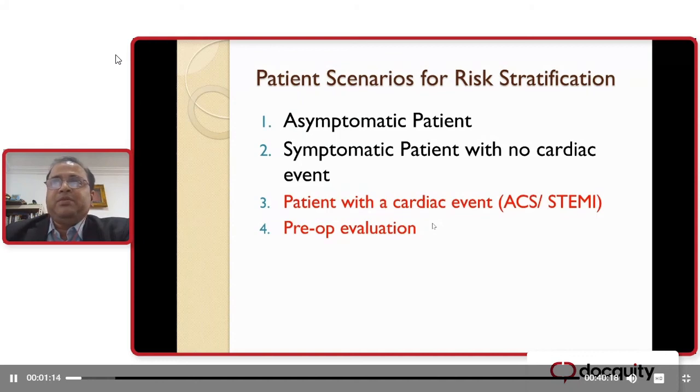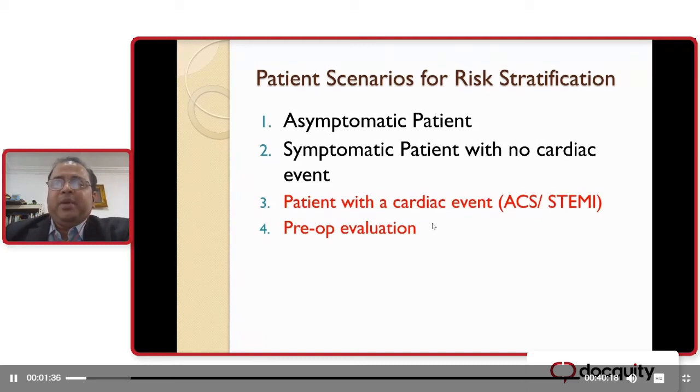Patient scenarios for risk stratification. All cardiac patients present to you basically as the asymptomatic patient. This will actually be the most difficult, and sometimes maybe the easy one, but can be the most difficult to diagnose and so on. Then you have the symptomatic patient with no cardiac event prior who comes to you with shortness of breath or chest pain, whatever symptoms.